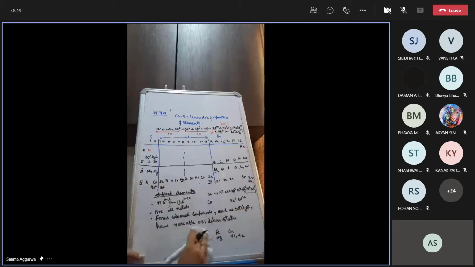A question comes: give any two characteristics of D block elements. So any of these characteristics you can write. They generally form colored compounds. They are used as catalysts. They have variable oxidation states. They are generally paramagnetic, generally, not always. Paramagnetic means they are attracted by a magnetic field. Magnets are made of what? Iron. Iron is paramagnetic. We all know iron is attracted by a magnet. Paramagnetic means attracted by a magnetic field.